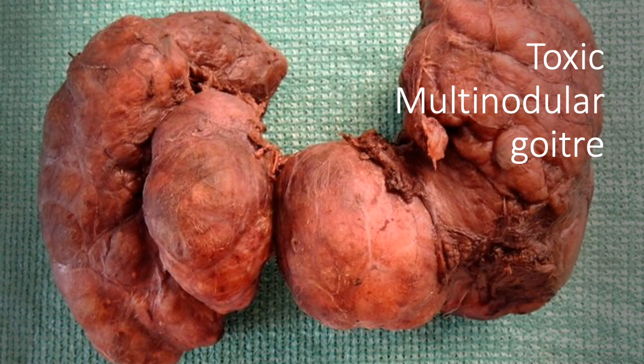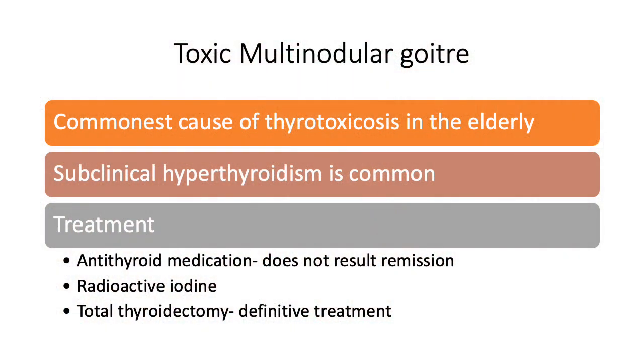The second common cause of thyrotoxicosis with hyperthyroidism is toxic multinodular goitre. This is a known cause for secondary hyperthyroidism and the commonest cause of thyrotoxicosis in the elderly. Toxic multinodular goitre commonly presents with subclinical hyperthyroidism where the TSH is low and the T3 and T4 are normal. Antithyroid medication does not result in remissions in toxic multinodular goitre, so the definitive treatment is total thyroidectomy.